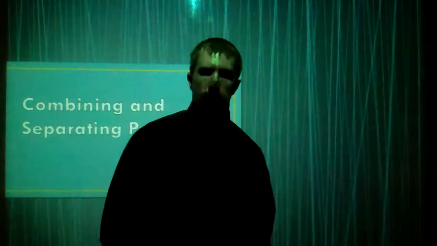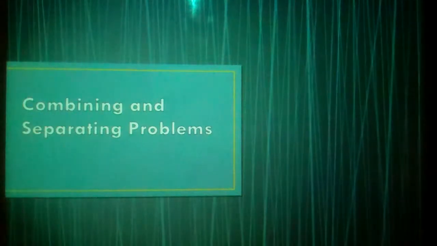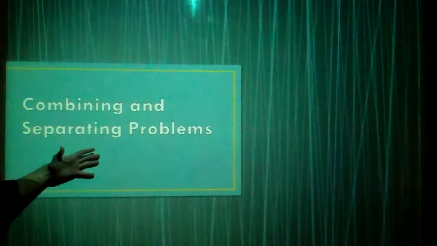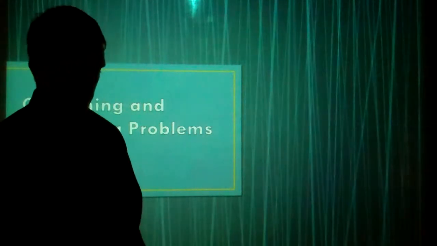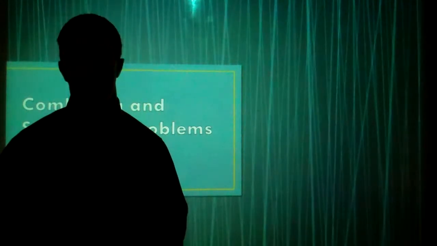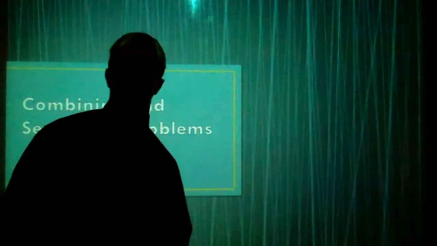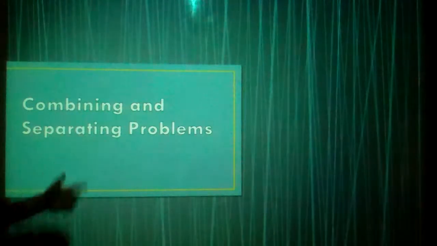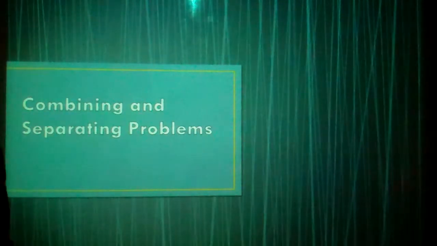Alright, this is lesson 11 for 7th grade. Today we talked about some simple word problems. The two types that we talked about were combining and separating. If we think about our four major arithmetic operations, addition, subtraction, multiplication, division, we would be talking about adding for combining, and subtraction for separating. So that's the basis of what we're talking about today.